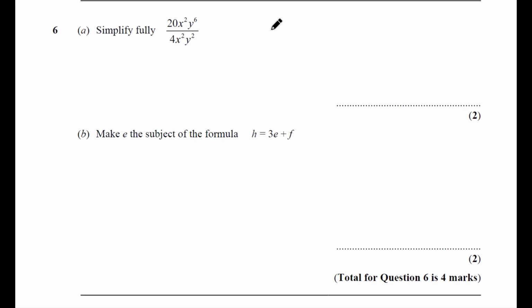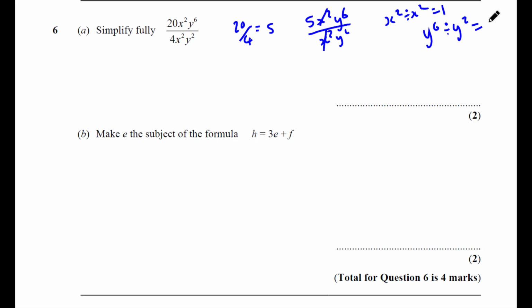We're simplifying this, so let's do it number by number or term by term. So we've got 20 divided by 4 first, which equals 5. So you will get 5x squared. That will simplify to this. Now we know x squared divided by x squared does not equal 0, but equals 1. So that would cancel out, that would cancel out. And y to the 6th divided by y squared, we know we minus those powers, so that's y to the 4. So the final answer is going to be 5y to the 4.